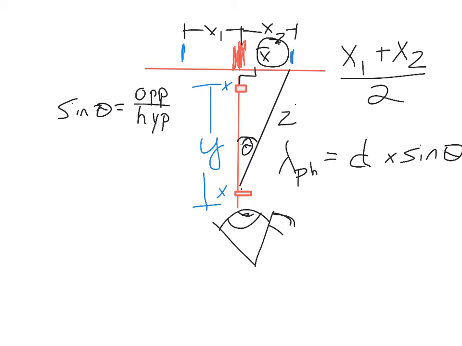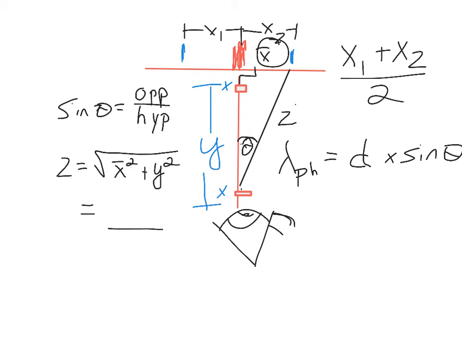So in order to calculate the wavelength of that photon using the Bragg equation, we're going to have to actually calculate z. So z is the hypotenuse of a right triangle. You know the Pythagorean theorem. So z should be equal to x average squared plus y squared, raised to the power of 1/2, or taking the square root of that value. So that's going to give you your z.